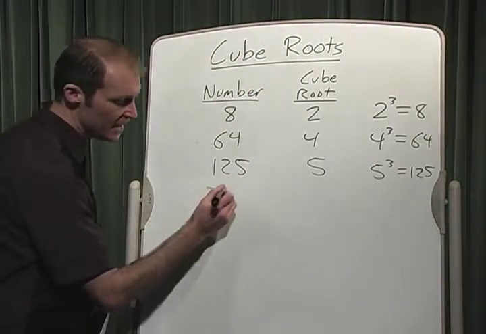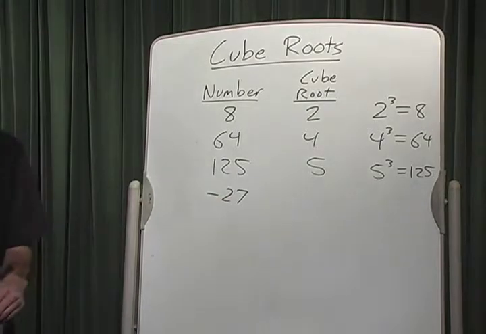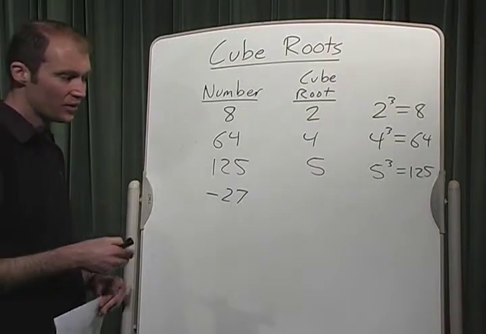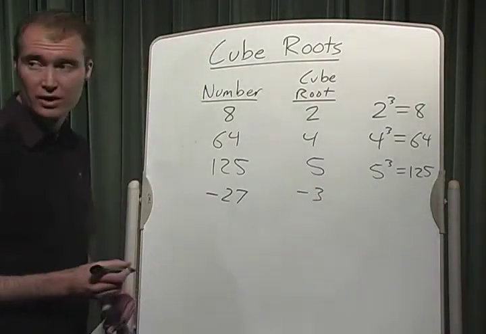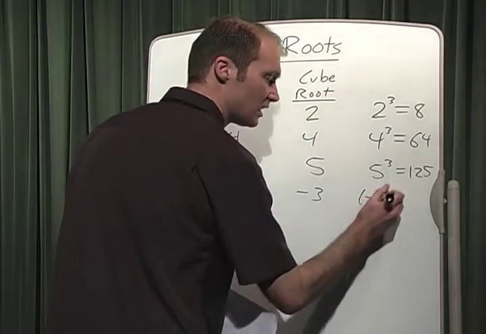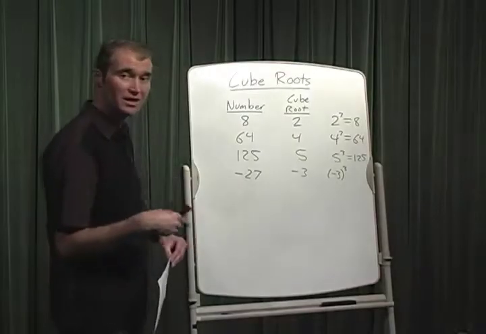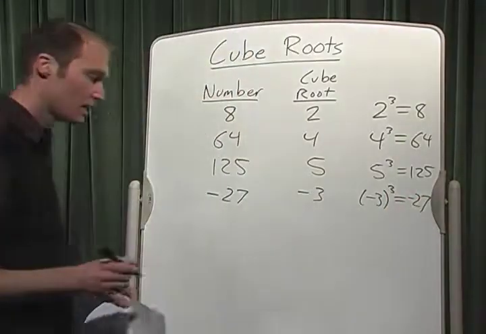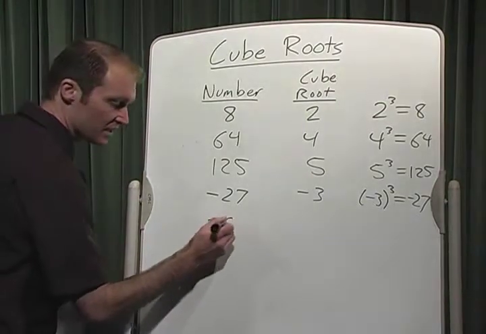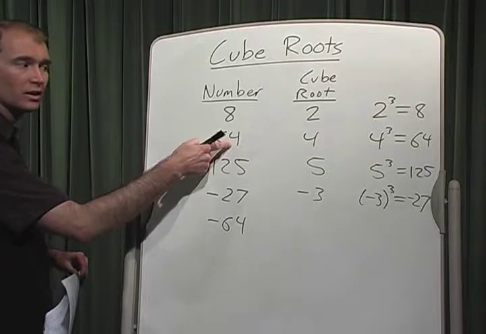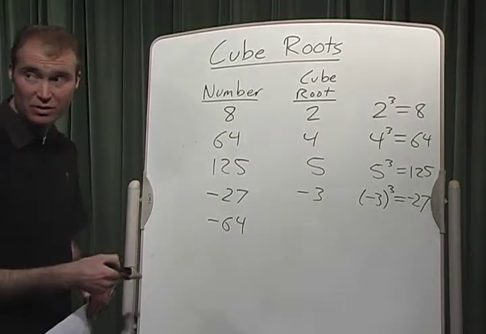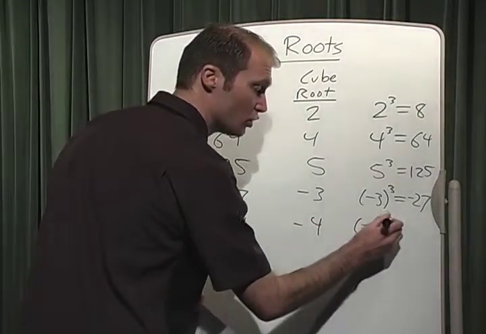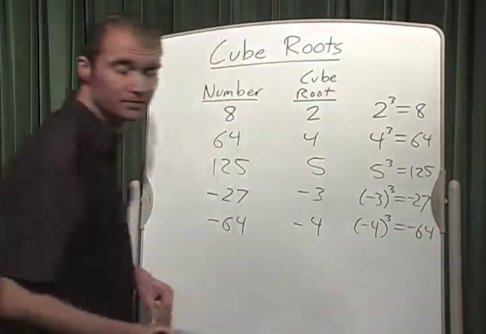What about the number negative 27? Is there any number cubed that gives me negative 27? Well, as it turns out, there is. Negative 3 will do the trick. Negative 3 cubed, negative 3 times negative 3 times negative 3, will give me negative 27. And negative 64, for instance, well, the cube root of 64 is 4. For negative 64, the cube root is negative 4, because negative 4 cubed equals negative 64.